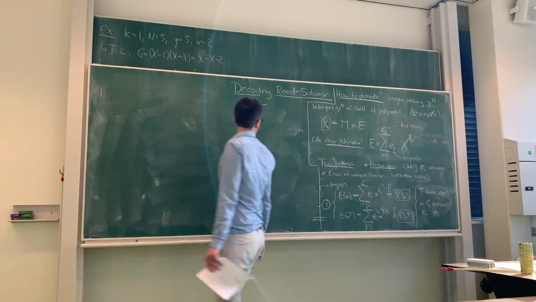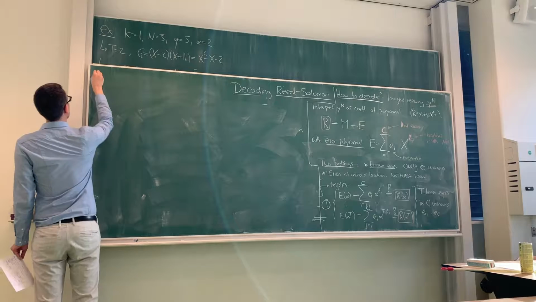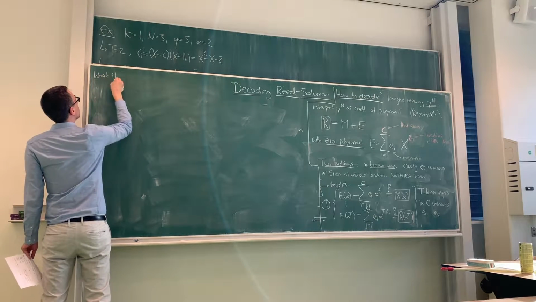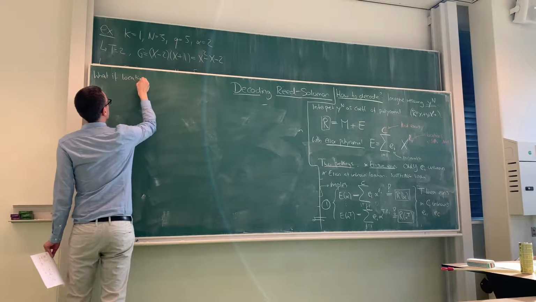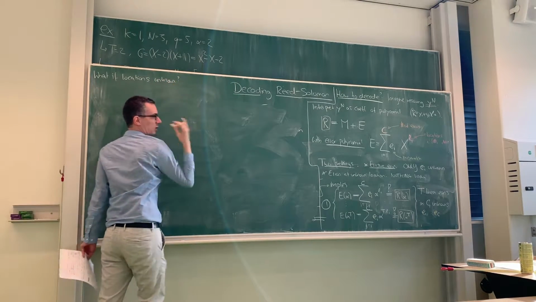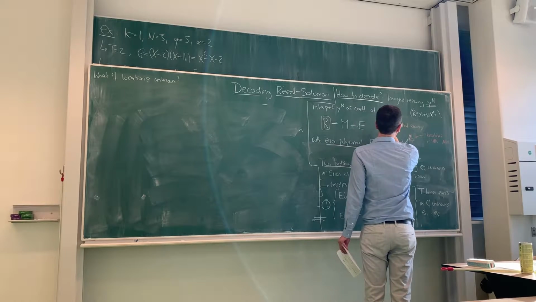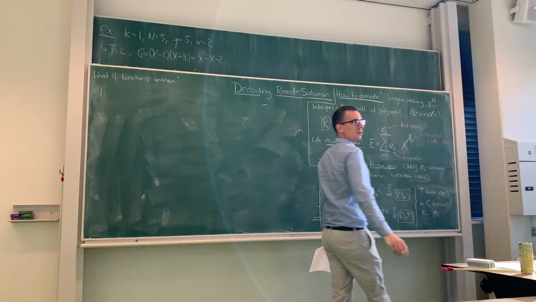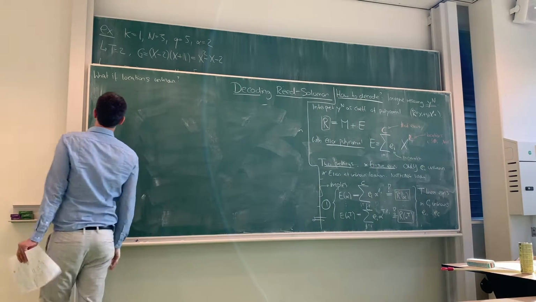Okay. So what if the error locations are unknown? What if the locations, in particular, this C, is unknown? Let's suppose for a moment actually that we know C, to make our life a little bit simpler. So suppose we still know C, but we know neither the E's nor the L's. Okay. So what can we do?